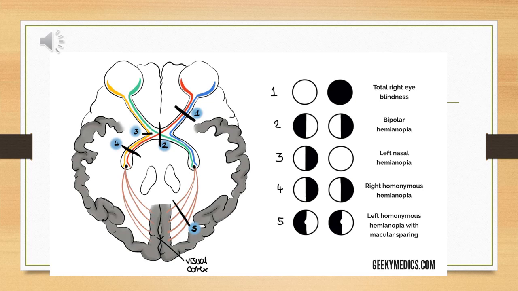At the level of 4, for example, at the optic radiation on the left side, this will include the lateral tracts of the left eye and the medial tracts of the right eye. This will lead to right homonymous hemianopsia. And of course, the 5 on the right side will lead to almost the same as with the 4th, but with macular sparing.